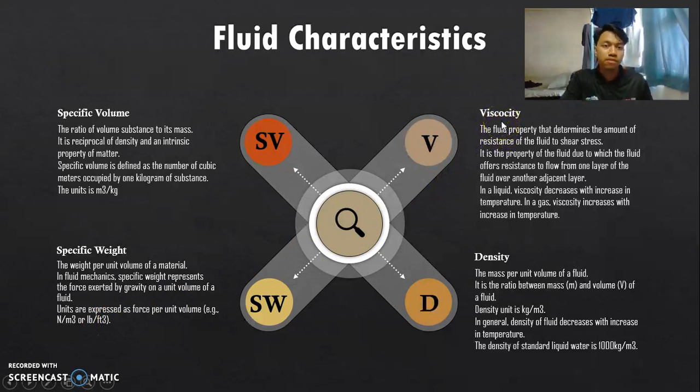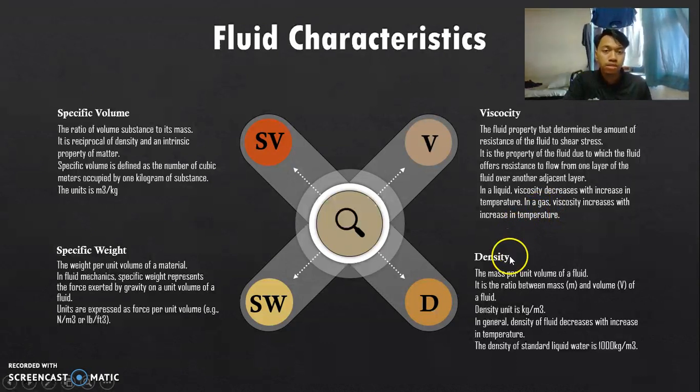The third one is viscosity, the fluid property that determines the amount of resistance of the fluid to shear stress. It is the property of the fluid due to which the fluid offers resistance to flow from one layer of the fluid over another adjacent layer. In a liquid, viscosity decreases with increase in temperature. In a gas, viscosity increases with increase in temperature.